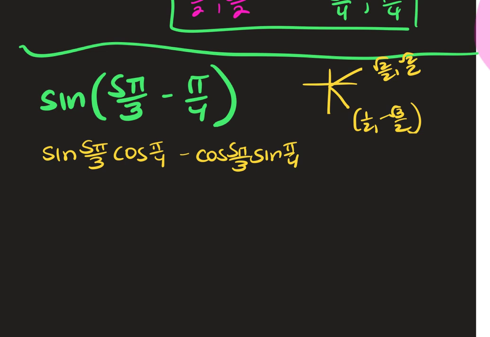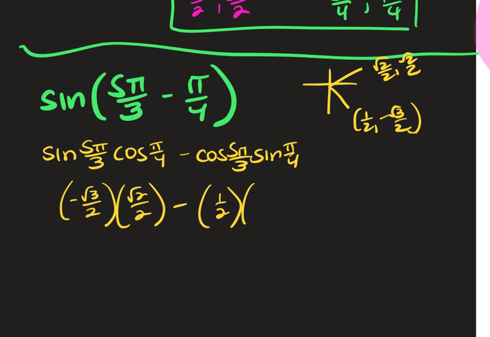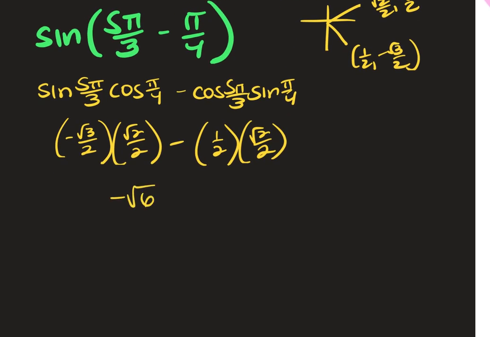Sine at 5 pi over 3 is negative root 3 over 2. Cosine at pi over 4 is root 2 over 2. Minus cosine at 5 pi over 3 is 1/2. And sine at pi over 4 is root 2 over 2. So I get negative root 6 over 4 minus root 2 over 4. And I get negative root 6 minus root 2 all over 4.